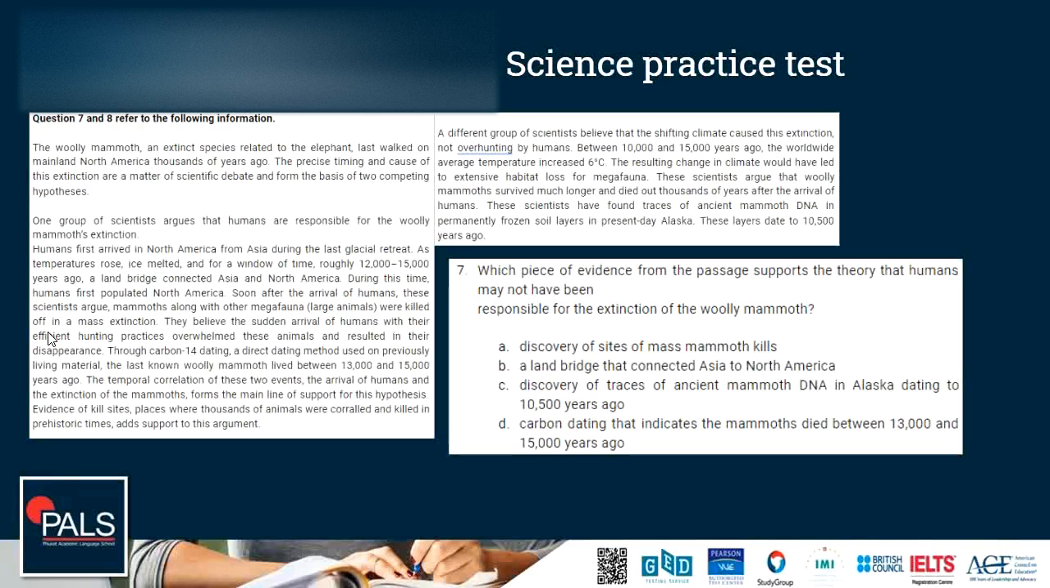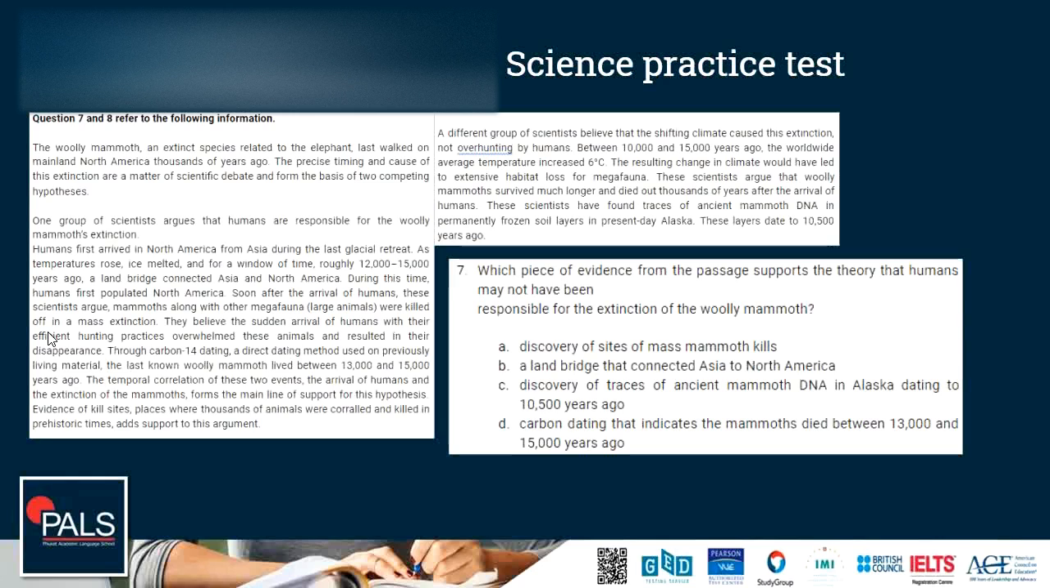The woolly mammoth, an extinct species related to the elephant, last walked on mainland North America thousands of years ago. The precise timing and cause of this extinction are a matter of scientific debate and form the basis of two competing hypotheses. One group of scientists argues that humans are responsible for the woolly mammoth extinction.